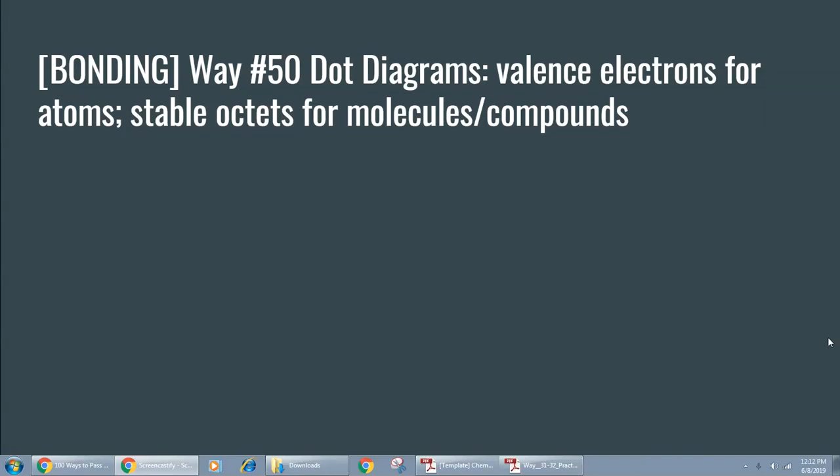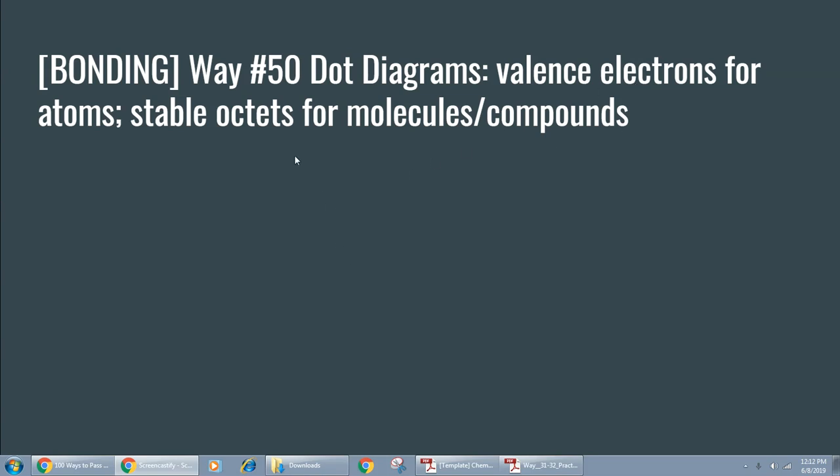Wave 40 deals with drawing electron dot diagrams. And you want to remember that in order to draw dot diagrams, you must first look at the valence electron number for every atom in question. That can be found by looking at the last digit of the electron configuration on the periodic table.